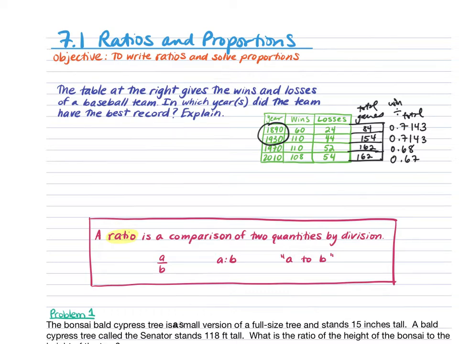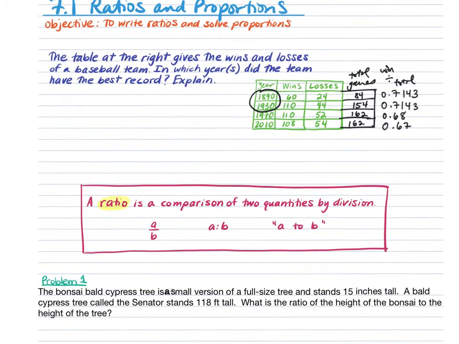Okay, so what we're doing here is we're comparing two quantities. A ratio is a comparison of two quantities, and they can be written either as a fraction, a over b, with a colon in between them, or actually just the words a to b. So both of these can be read as a compares to b, or a to b. That is a ratio. And here we're looking at the ratio of wins to total games. That's what a record is. So we're talking about ratios.